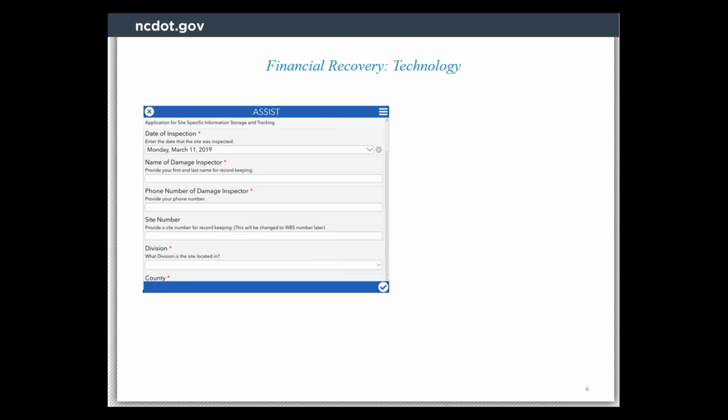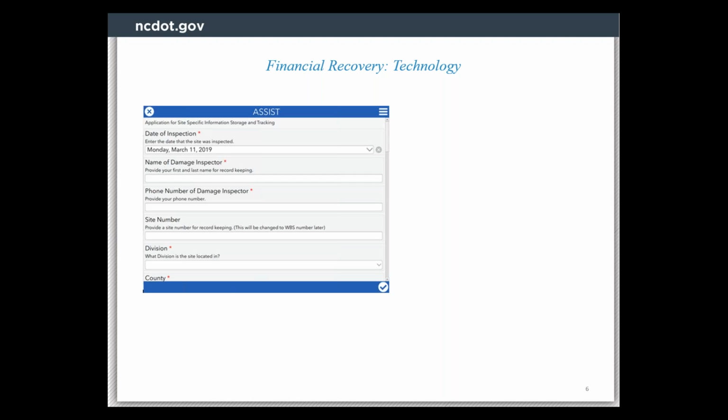Now, I've got a few screenshots. I'm just going to walk you through it, and it's kind of simple. This is an online form that you can use on a tablet, a phone, any kind of device in the field. This online form basically prompts an inspector to put in information that we need. And the forms were designed with the end in mind of financial reimbursement.